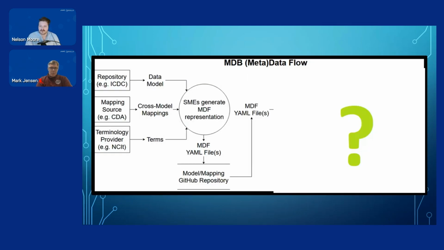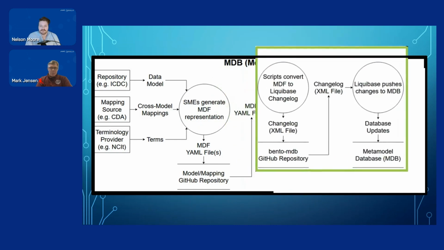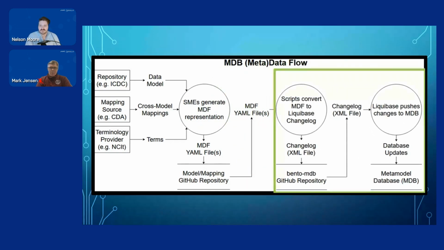So this is our workflow from before, and now with Python and Liquibase, we kind of have that missing piece. So our models, mappings, and terminologies are stored in these MDF files. Those are generated and updated by SMEs and used as the input to our Python scripts that build Liquibase Changelogs, which are then stored in the Bento MDB GitHub repo, which is our base repository for creating MDBs. It's the home for these changelogs, and it has documentation on setting up and updating a new MDB.